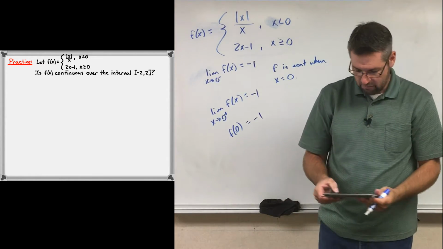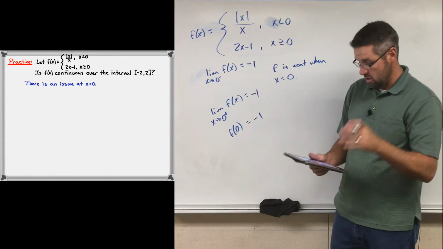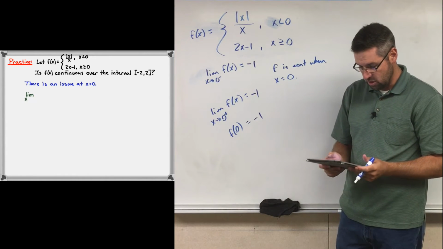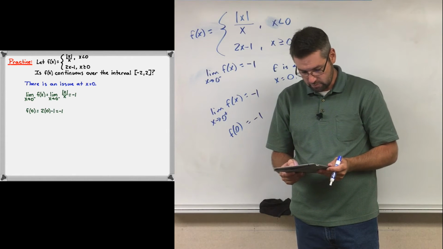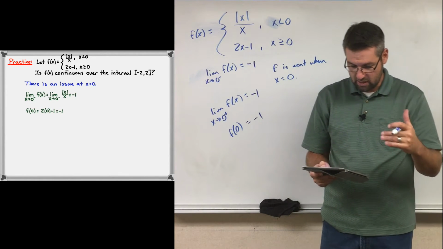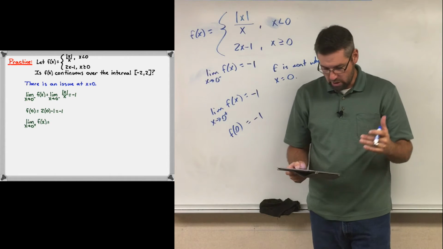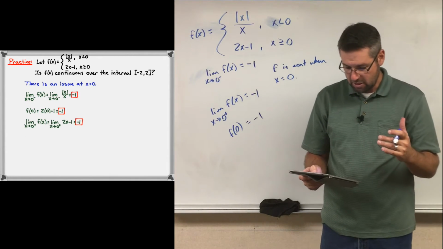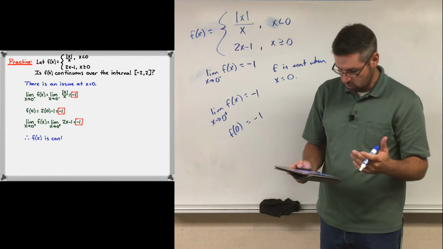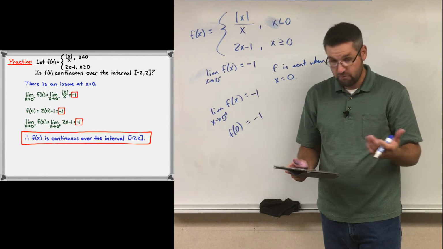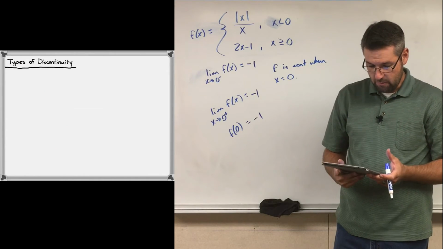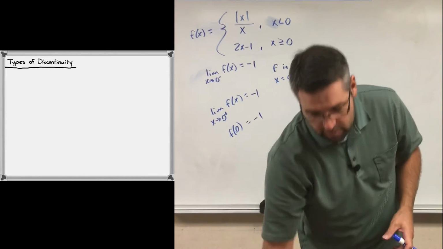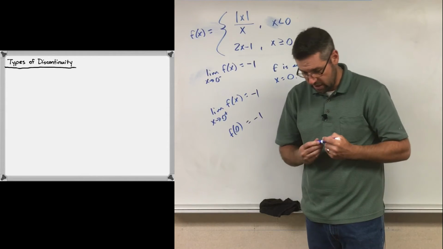No. So we can therefore say in the domain -2 to 2 that this function is a continuous function over that interval. So just checking, we got our left-hand limit, we got f of 0, we got our right-hand limit, those all match. Therefore, f is continuous when x equals 0, and therefore it's continuous over the entire interval. Now, let's jump into different types of discontinuities.